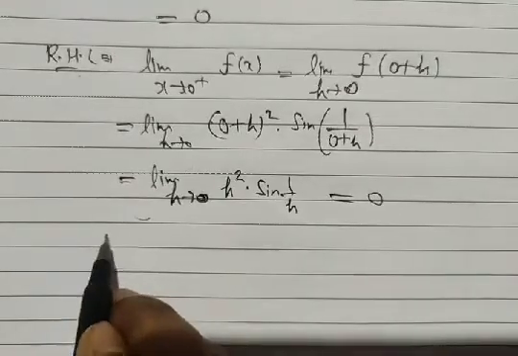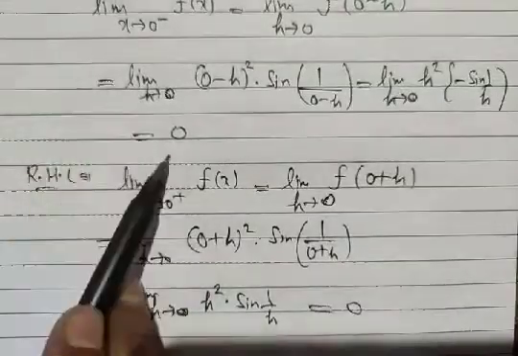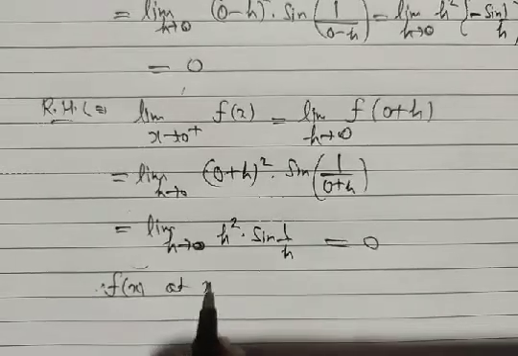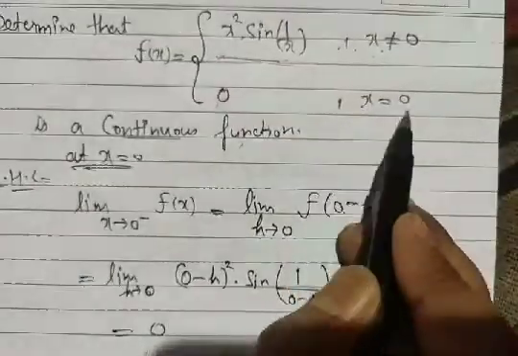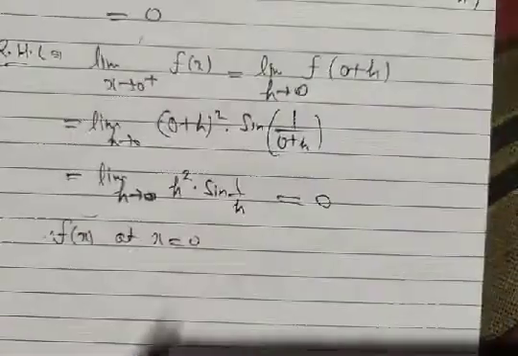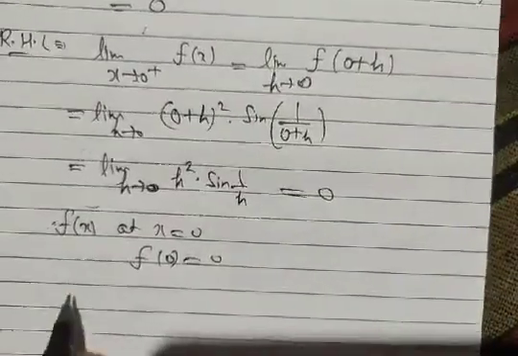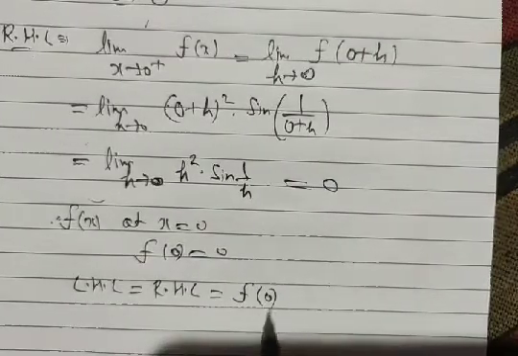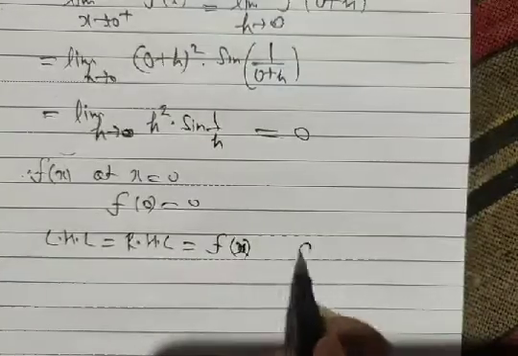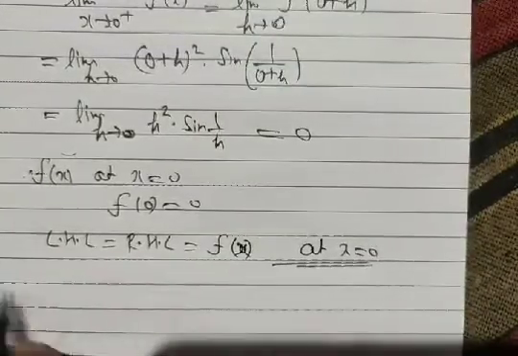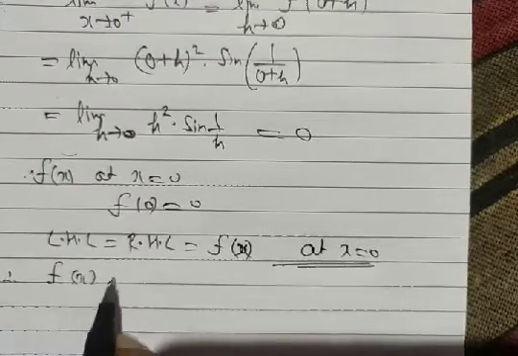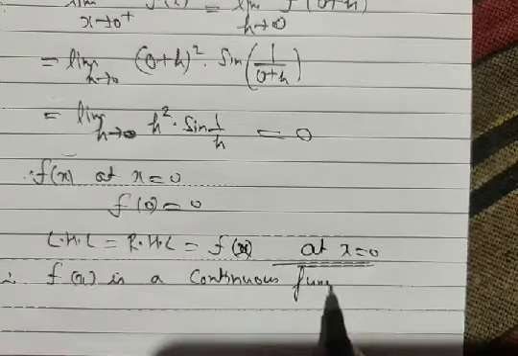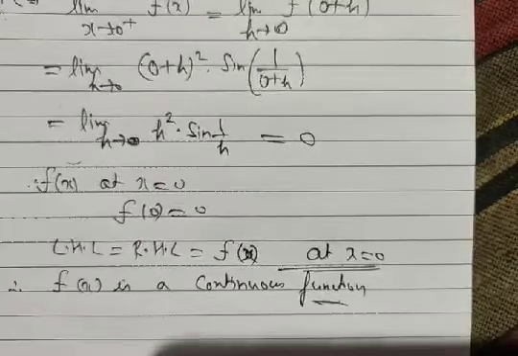Now our left hand limit is 0, our right hand limit is 0. Now we are going to find f of x at x equal to 0. At x equal to 0 our function is 0, so f of 0 is 0. Now left hand limit is equal to right hand limit is equal to f of 0, equal to f(x) at x equal to 0. Therefore f(x) is a continuous function.